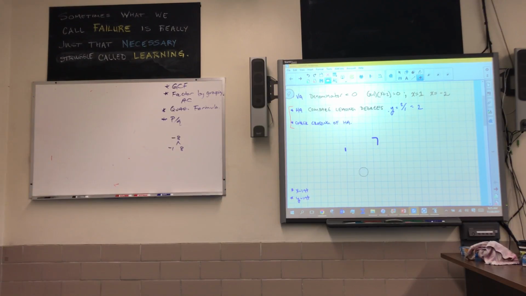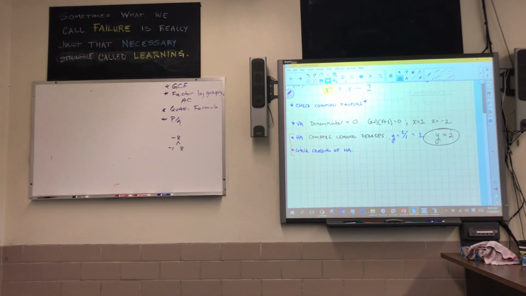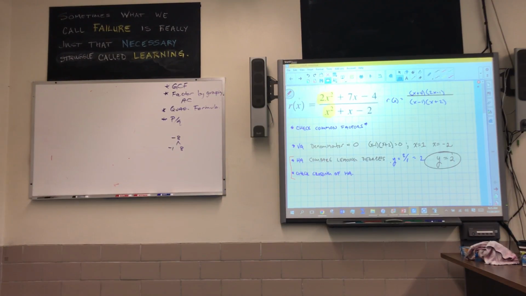Well, it's the same thing here. I have an equation, y equals 2. And I have an equation, r of x, but r of x is just a y value. We just use r of x to tell us it's a function. But we got a y value there. y equals 2x squared plus 7x minus 4 over x squared plus x minus 2, right? Well, is that y value there the same as that y value there? Yep.